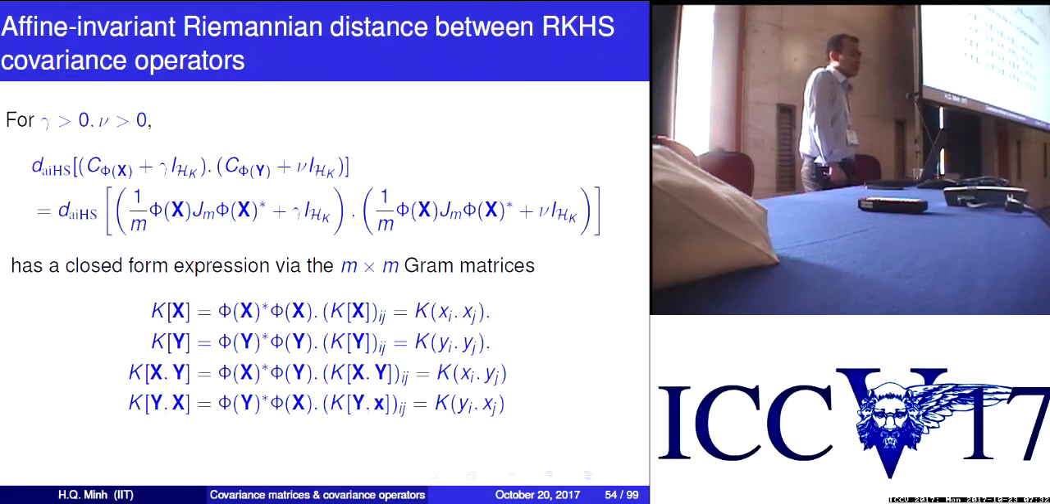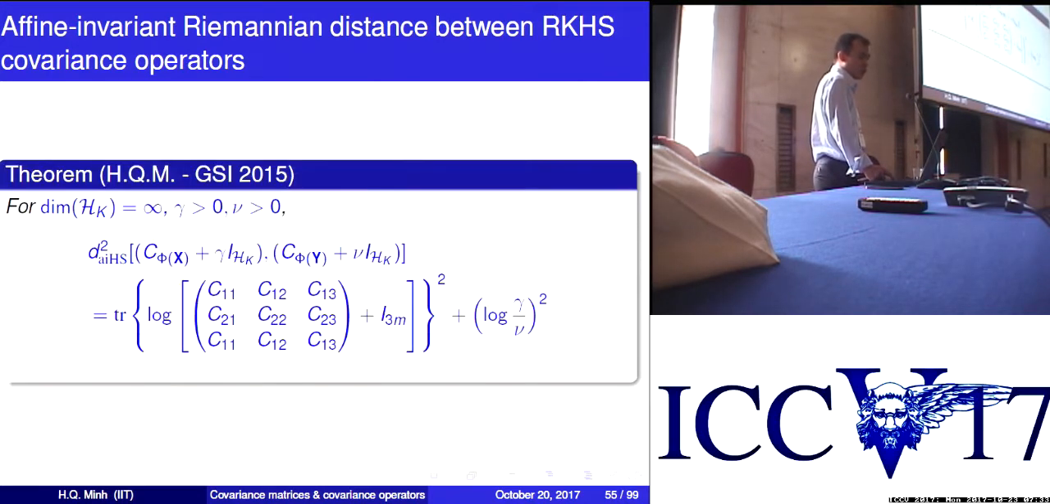Now the good thing is actually we can compute this explicitly. The same as before, because we have these Gram matrices, and so the distance between two RKHS covariance operators can be computed explicitly via a closed form expression using the Gram matrices. It's actually not a simple closed form formula. Okay, I'm just giving the result. You don't have to worry about it so much.